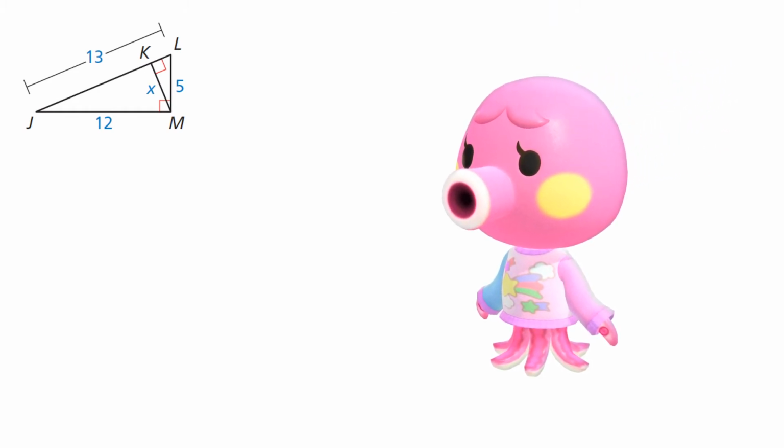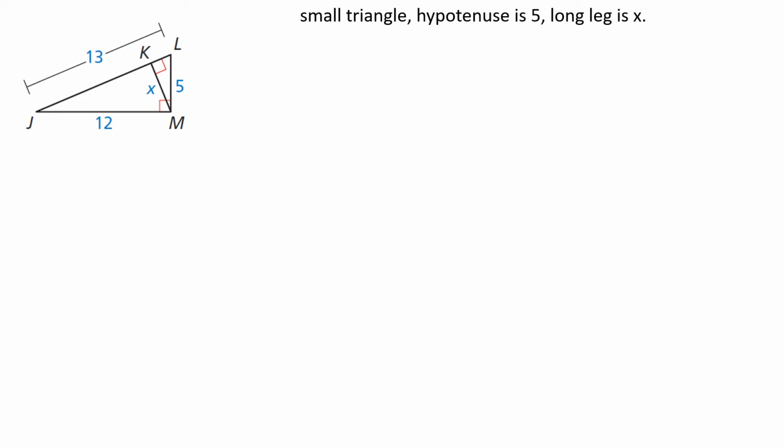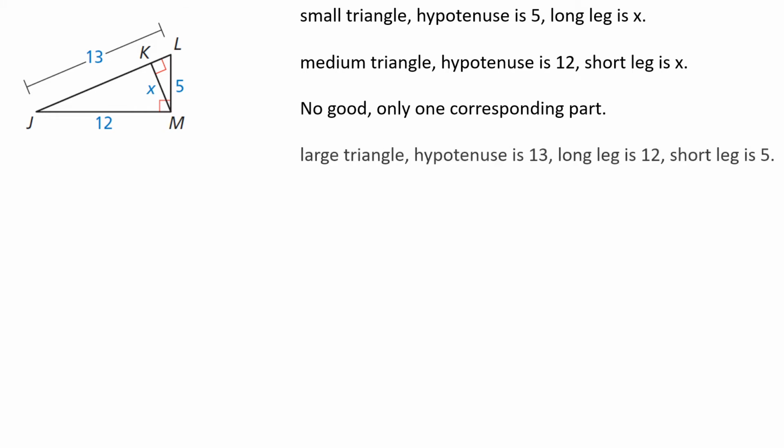Ooh, a different example. Okay, on the small triangle, I have a hypotenuse of 5 and the long leg is x. On the medium triangle, I've got a hypotenuse of 12, a short leg of x. No, I've only got the hypotenuse. That's not going to do it. Large triangle. Hey, once again, I know all three sides. So if I want, I can use the small triangle and the large triangle.